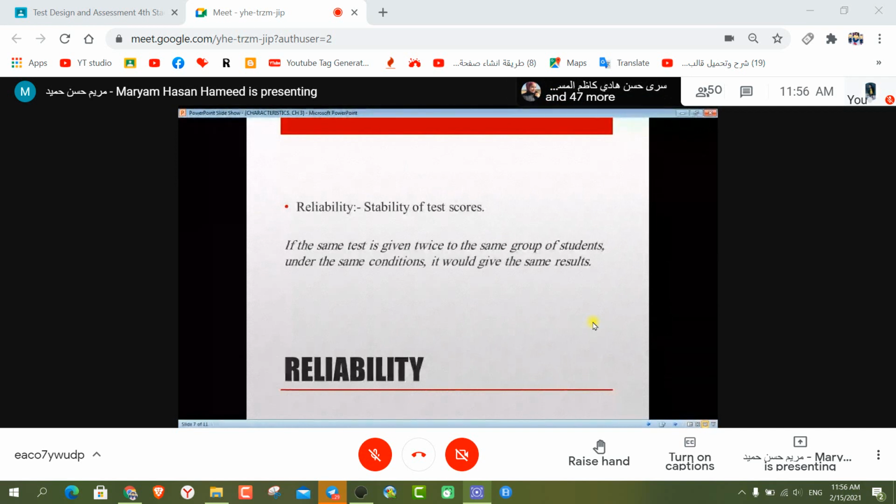Again, a reliable test is a constant and dependable one. What does this mean? This means that if a tester administers the same test to the same test taker, or to the same group of students, as you see here, on two circumstances, the test should give the same results. So reliability is stability of test scores, stability of test results.